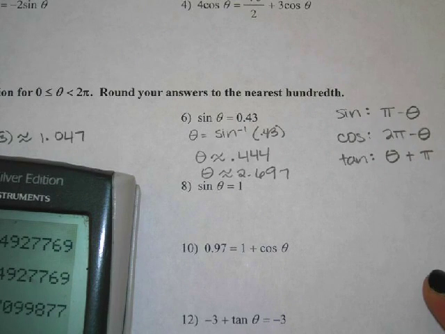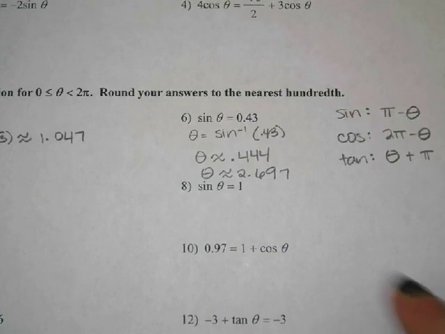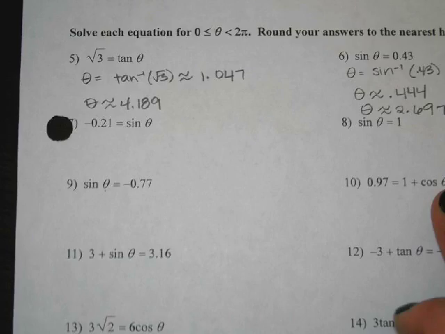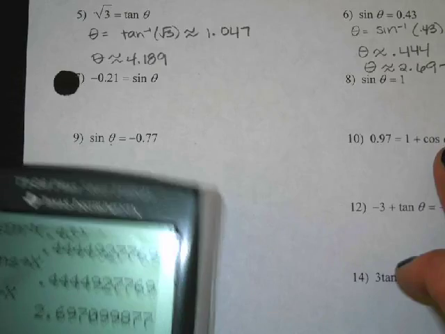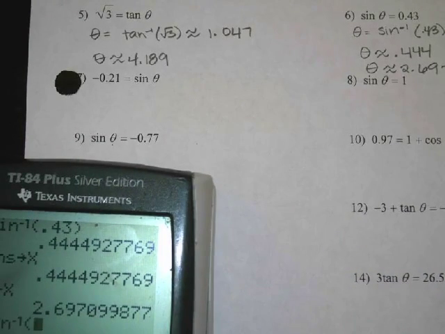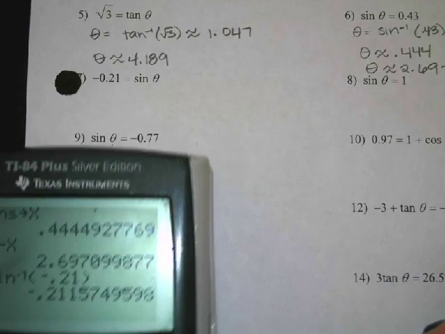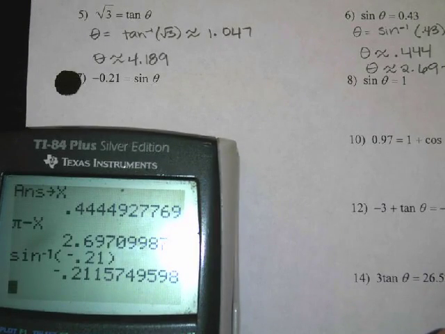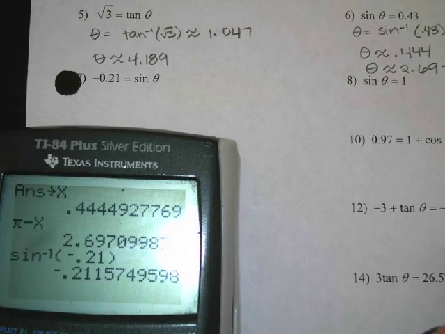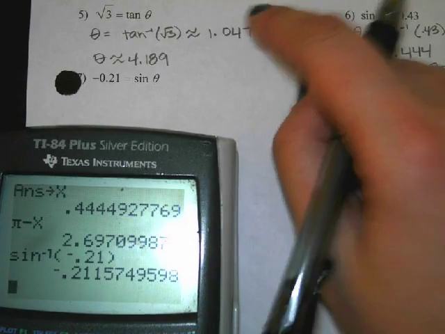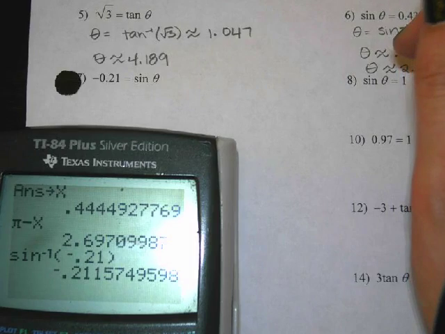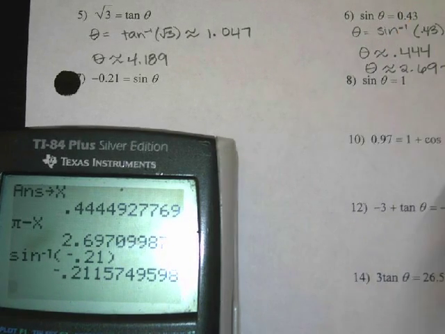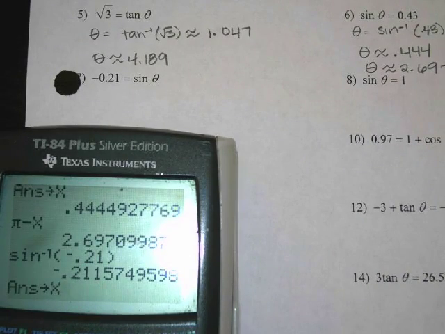All right, how do we feel about that? Good? Okay. I do want to look at number 7 because it's going to give you an odd answer first, like a weird answer. So we're going to do sine inverse of negative 0.21. And what happens with that? Negative point. Yeah, you have a negative answer, but your answers are all supposed to be between 0 and 2 pi, according to the instructions. Are we allowed to write down a negative answer? No. So I'm going to go ahead and store this as x because I am going to need this.